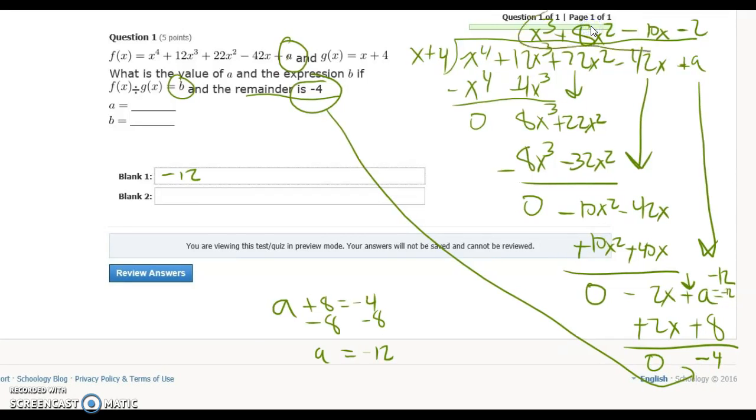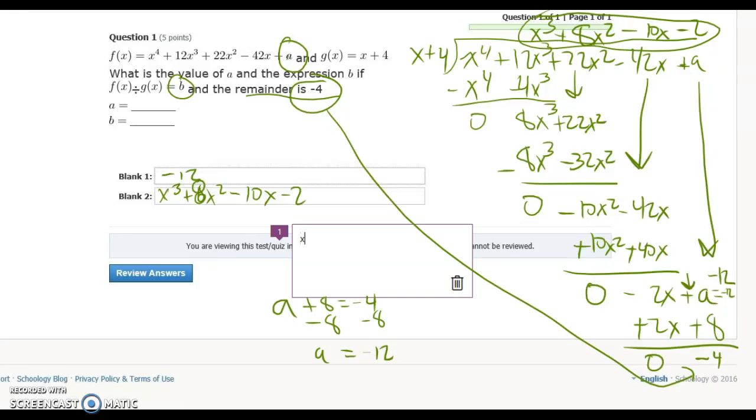same expression. So x cubed plus 8x squared, let's make that an 8, minus 10x minus 2. And if I want to type that in, I would type that in as x shift 6, 3, plus 8x shift 6, 2, minus 10x minus 2. So that's what it would look like typed into Schoology.